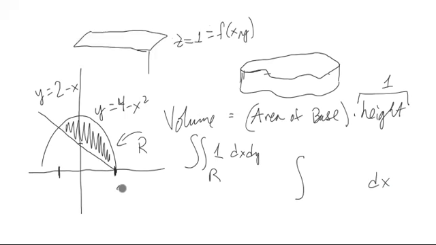This one is 2. You can see just by plugging in 2, you'd notice they both equal that y value of 0. So they both go to that point. What about over here? Okay, so we have to set those equal to each other. 4 minus x squared is equal to 2 minus x, and solve.